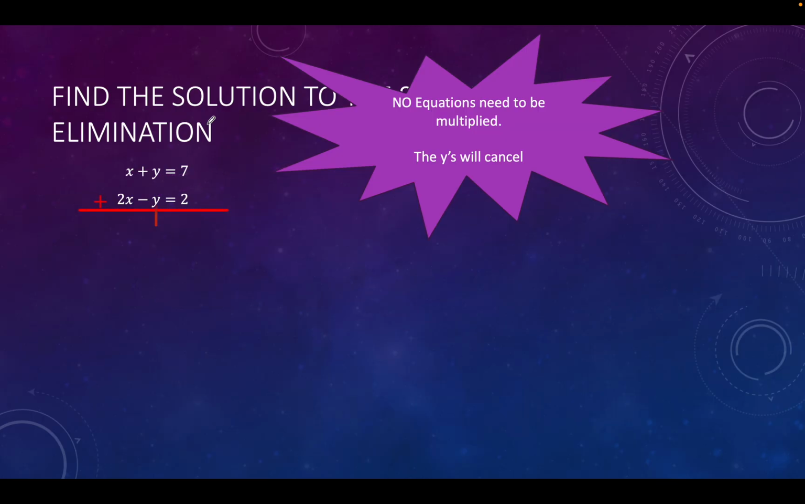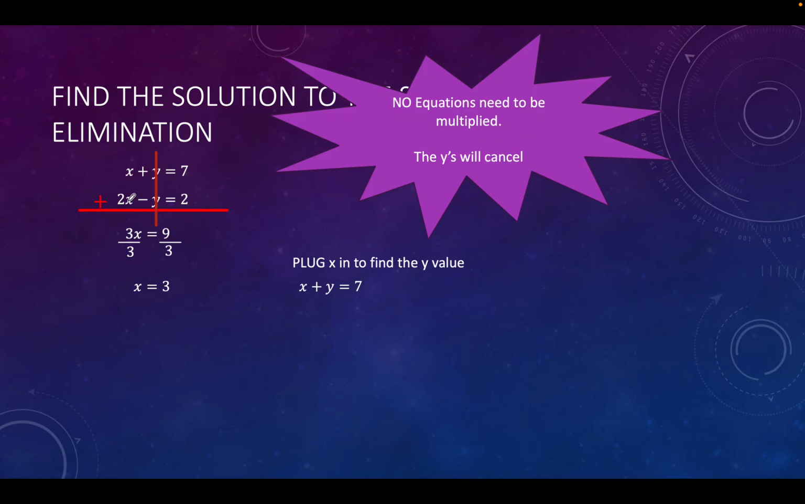So we can start by doing that. Add these together, cancel out the y's. 1x plus 2x is 3x, 7 and 2 is 9. We'll divide by 3 on both sides to get x by itself. x equals 3. Now we need to plug x in to find the value of y.